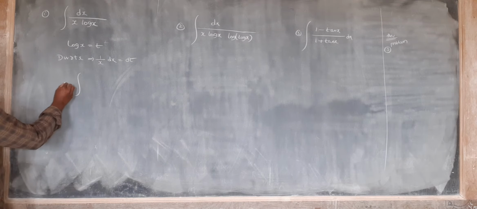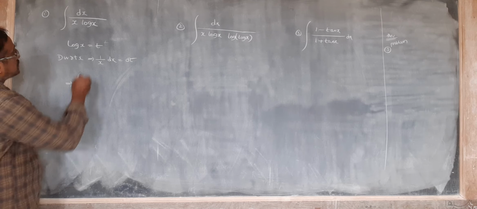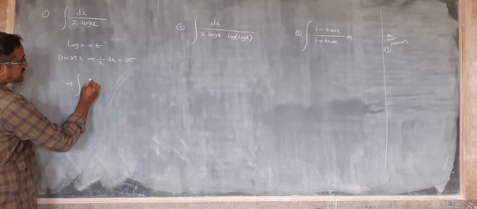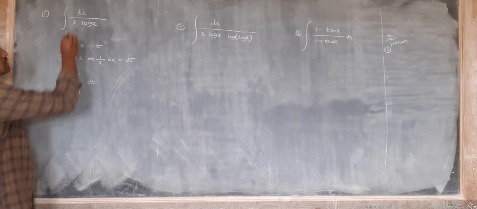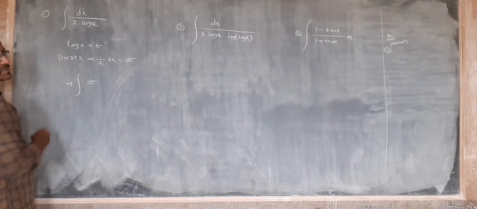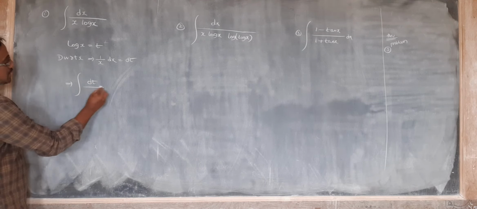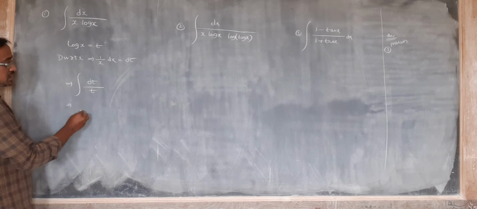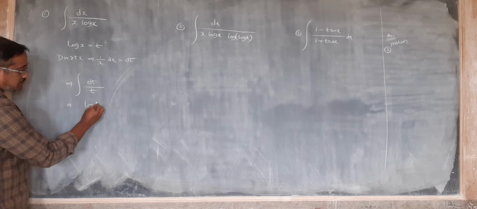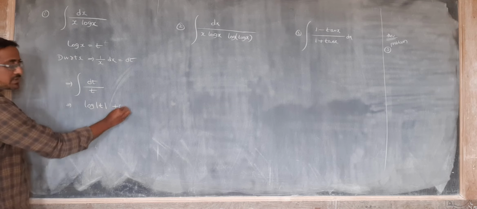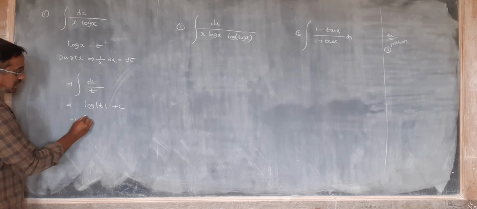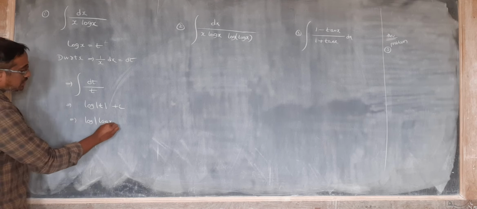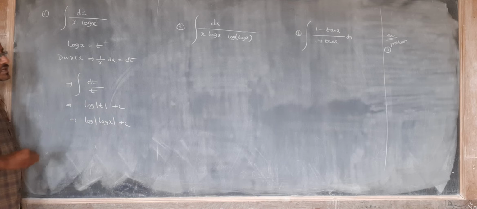Now in the given problem you are having 1 by x dx, which can be written as dt, and log x is t. Now it is integral dt by t. The result will be log mod t plus c. So you will get log mod t, where t is again log x, plus c. That is the result.